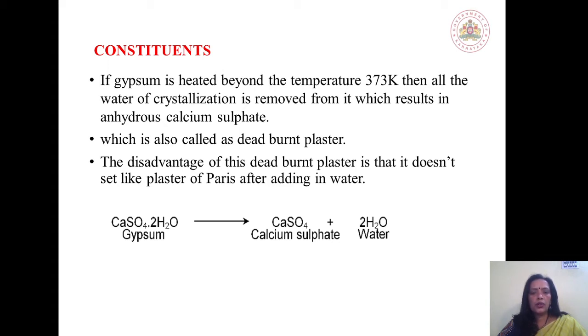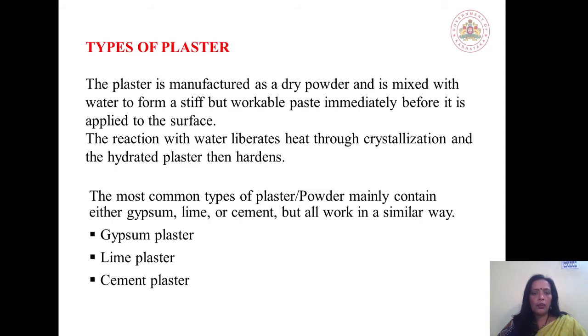When it is heated more, above 373 Kelvin, what happens? It converts into dead plaster, dead burnt plaster. What is a dead burnt plaster? Here CaSO4 2H2O, the gypsum, on overheating above 373 becomes anhydrous calcium sulfate. That shows it doesn't contain any water molecules. The two molecules of water are separated. So we call this a dead burnt plaster. A dead burnt plaster is not useful like your POP.